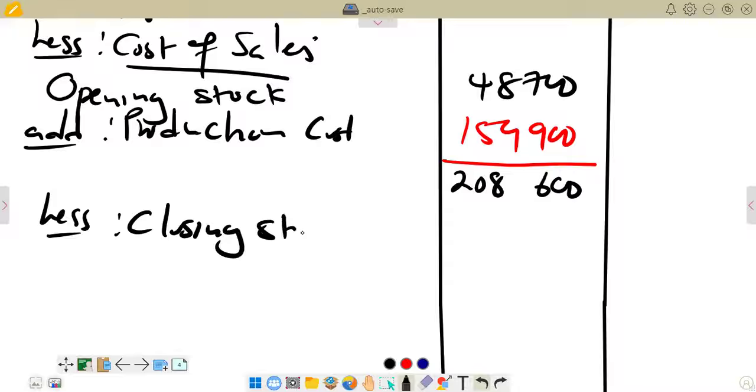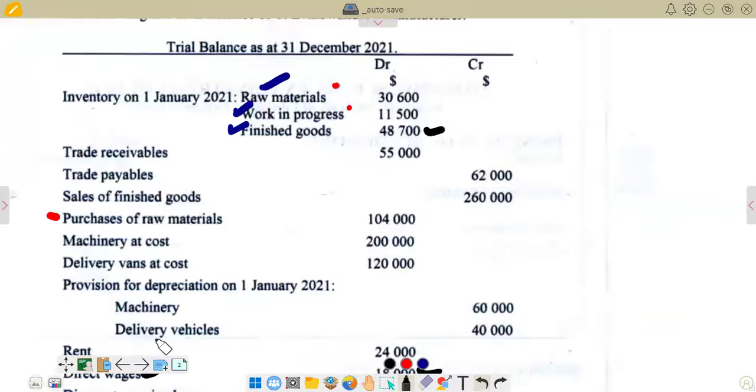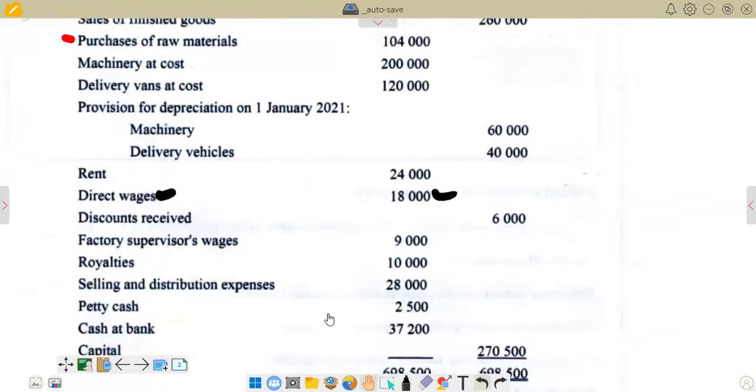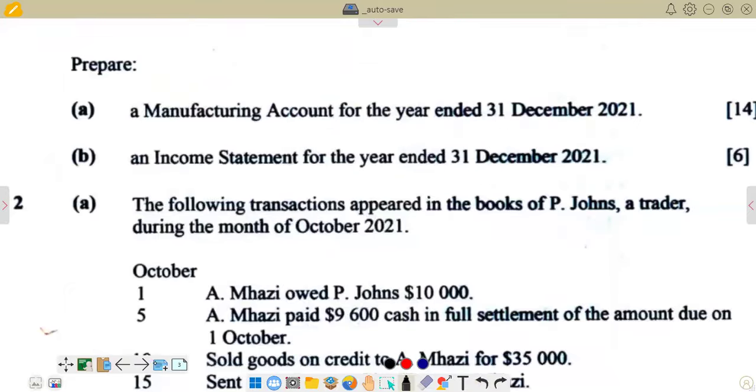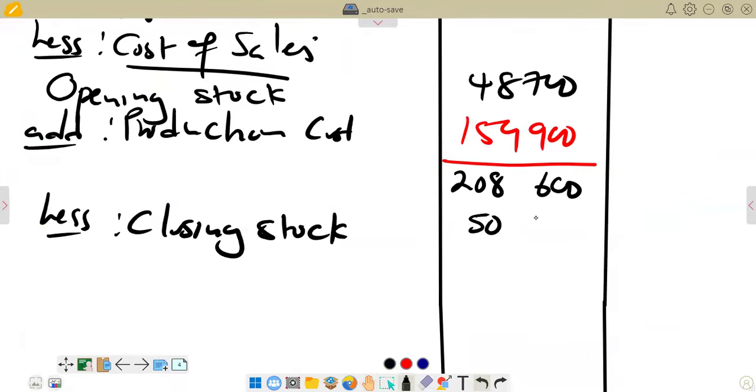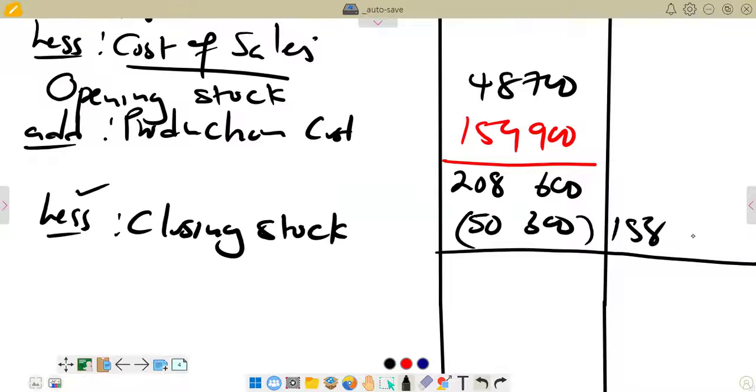It has to be closing stock of your finished goods. Remember, we are in the trading account, so we are supposed to check the figures for finished goods. So we go down and check what we have in closing stock of finished goods. We have got finished goods of 50,300. So you can just go and indicate that one, 50,300. And then we are saying less, so we can just subtract. Then when we do that, 208,600 minus 50,300, you're supposed to get 158,300. And this figure is the figure for cost of sales.